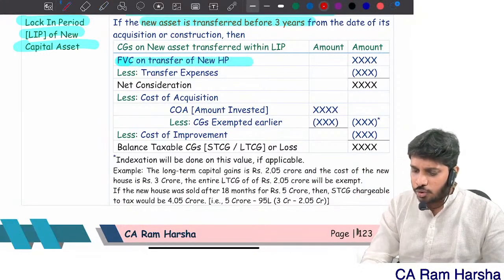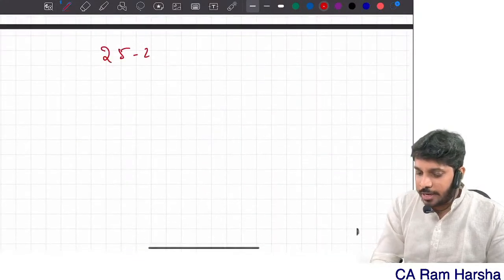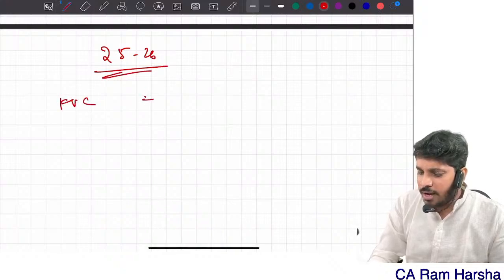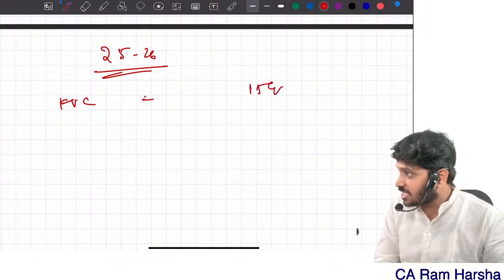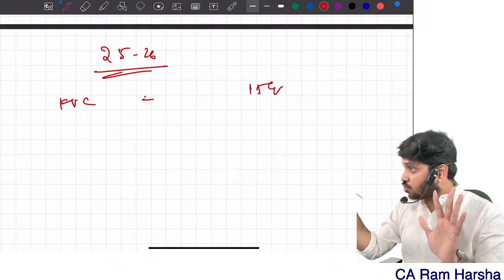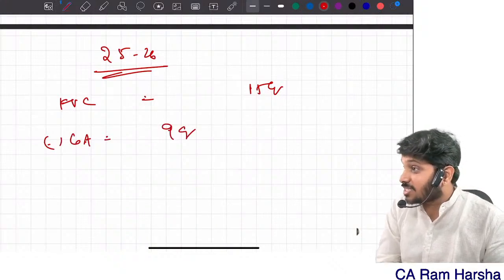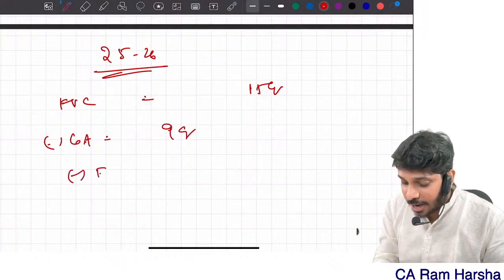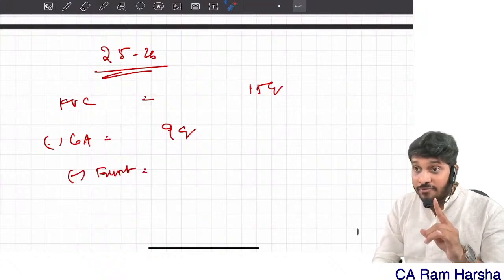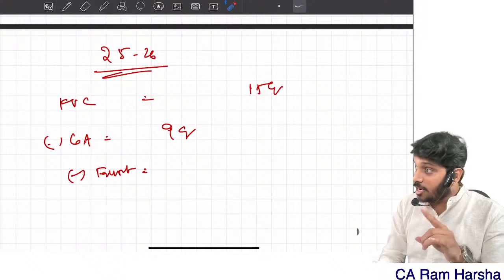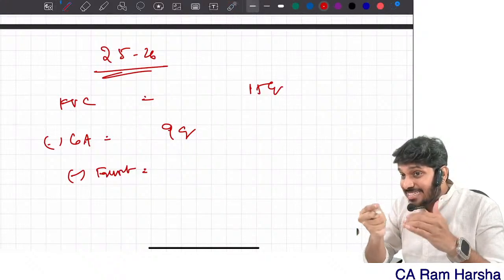In our example, the new house I purchased at 9 crores, and I sold it in 25-26 itself. Full value of consideration of the new house: sorry, I sold it at 15 crores. Next year I got a very good deal. I sold it at 15. Minus the cost of acquisition: 9 crore is the cost at which I purchased. Minus the exemption you claimed earlier. After claiming exemption, you are selling within the lock-in period. The earlier given exemption will be cancelled. How are they cancelling it here?